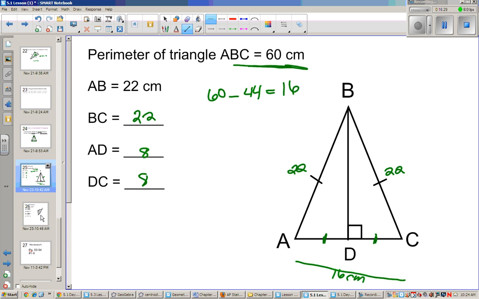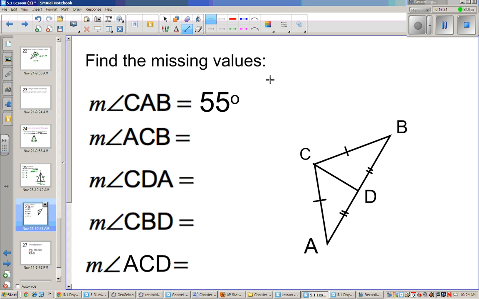Right, and we're going to use that property again in this problem, except now we're going to be looking at angles. So the measure of angle CAB is 55 degrees. Right, so I filled in everything I know. Pause the video and see if you can figure out the rest, just using that property that the altitude is the same as the median and the angle bisector.